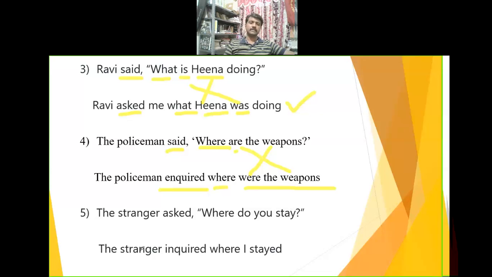Next example. The stranger asked, "Where do you stay?" Once again, when do comes, what should you do? You have to remove that one. That's all. The stranger asked, he has inquired. Where? He is asking me where I stay. Present tense. Change it to past tense. Stayed. Where I stayed. Simple past. Where do you stay? Simple present.